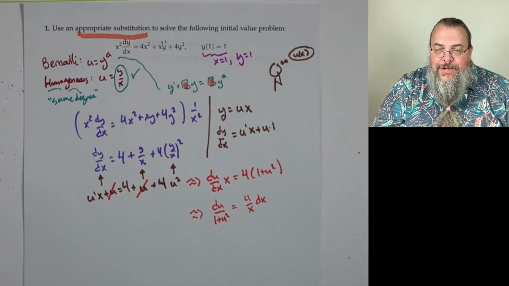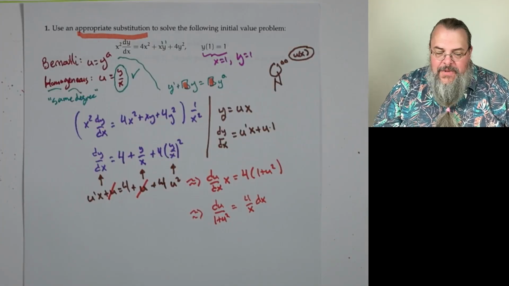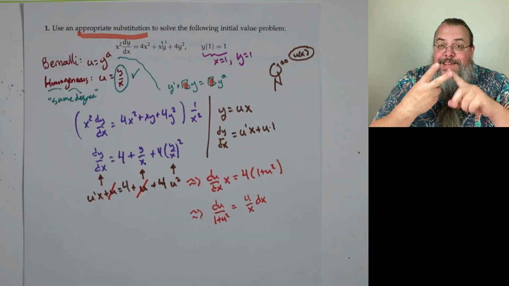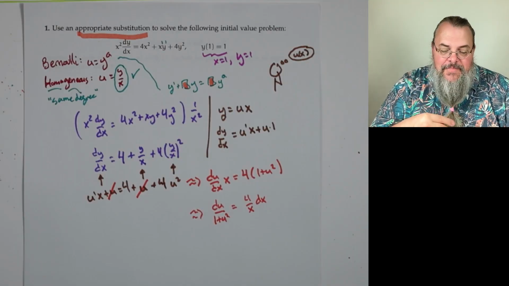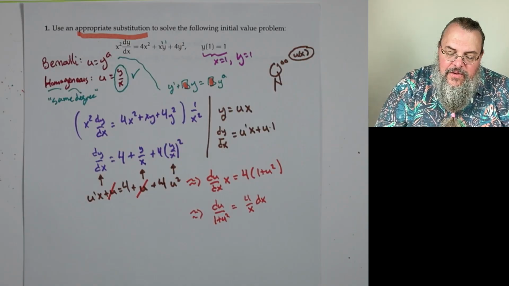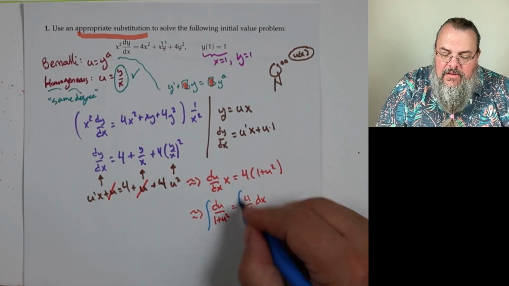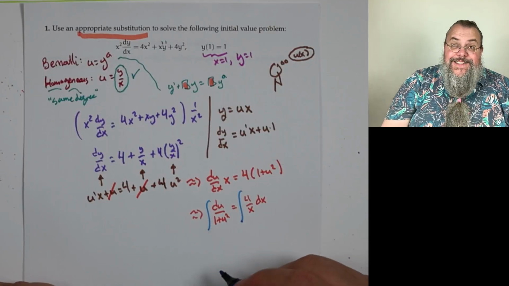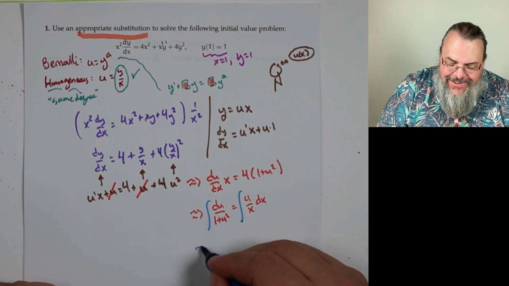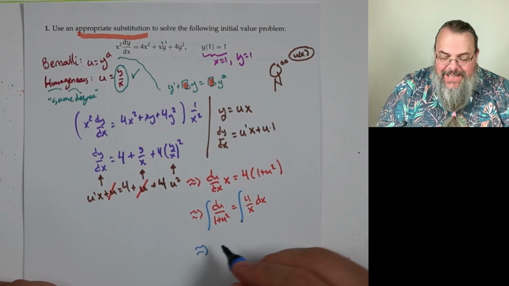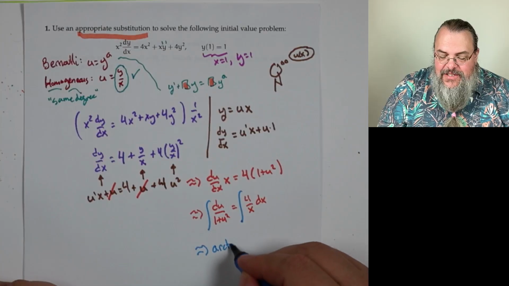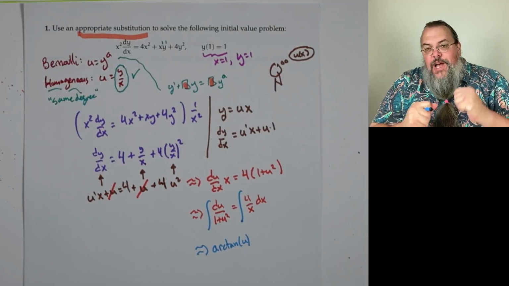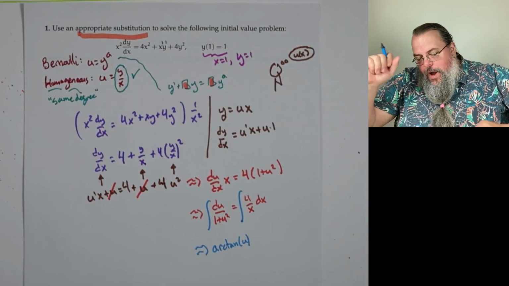And now we're doing great. We've separated, right? Separate, integrate, uncomplicate. Well, so we'll integrate both sides. Integral 1 over 1 plus u squared. Is it my birthday? Ho, ho, ho. It feels like it, because that's an arctangent. Woohoo! Arctangent u.